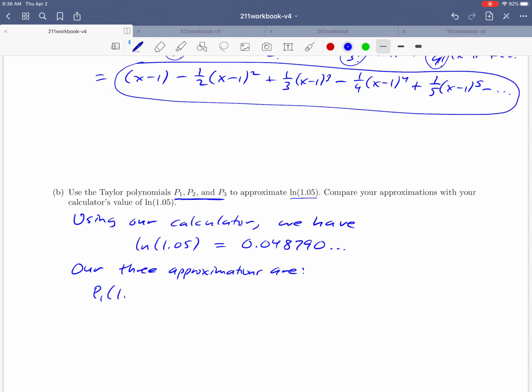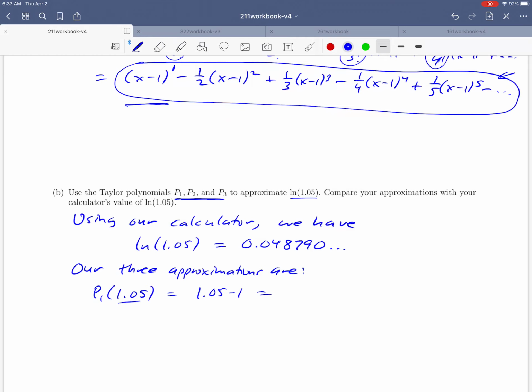Starting with P1 of 1.05. Okay, and remember again what P1 is. That's asking us to go back up to our Taylor series up here at the top of our page and just take enough terms in the series until you reach the first power of your variable, which would be sitting here, x minus 1 to the first. So we want to just take that first term, x minus 1, and substitute 1.05 in for x.